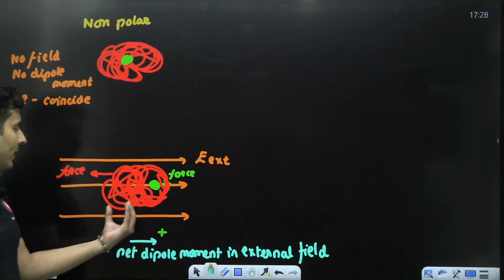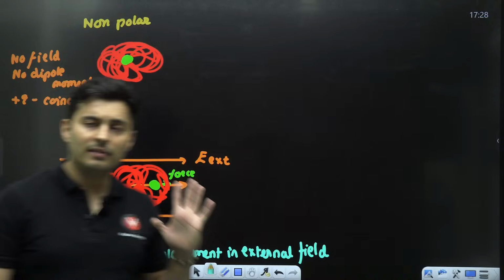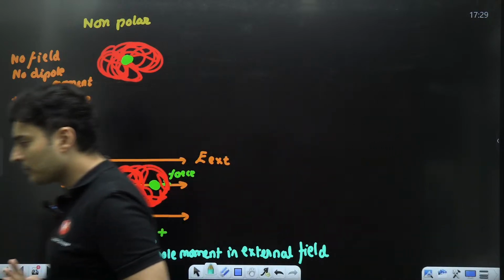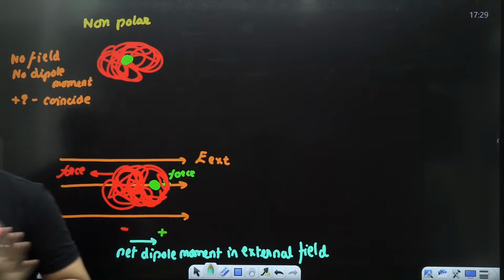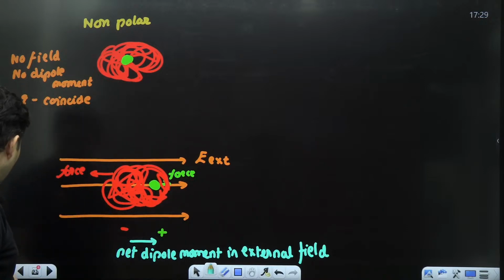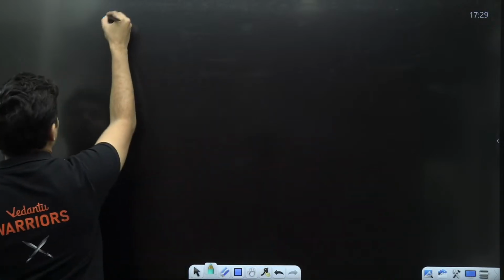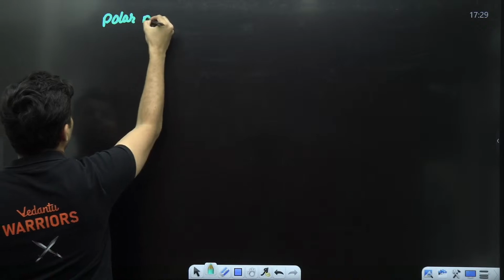Everybody understood how a dipole moment was created in an external field? Got it? Till this point, for a non-polar molecule? Okay. Now let's take the example of a polar molecule.